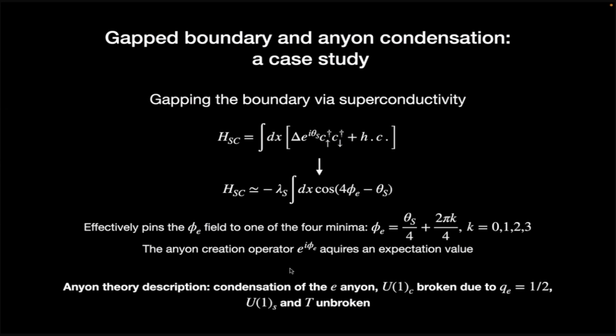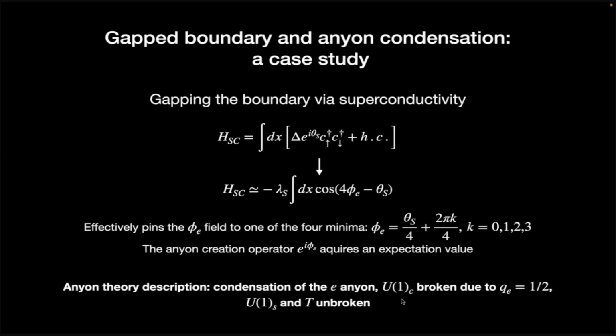Once the phi E field is pinned, the anyon creation operator for the E particle will acquire an expectation value. So this can be understood from an anyon condensation picture. At this superconducting boundary, the E anyon is condensed and the charge conservation is broken because the E particle carries half charge. And the spin rotation and time reversal symmetry is preserved because the E particle has trivial U1S and T symmetry action. So this relationship. Go ahead.